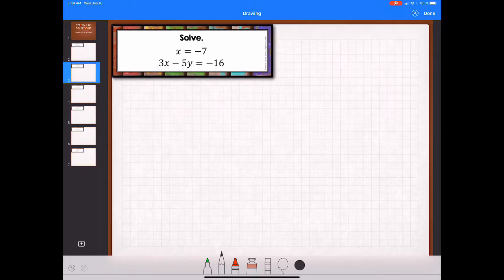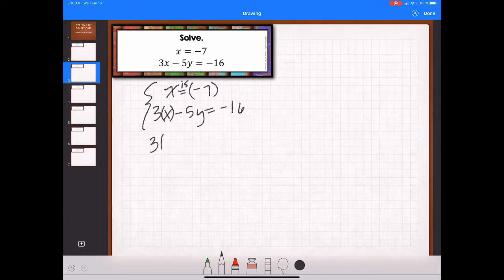Okay, next one. x equals negative 7 and 3x minus 5y equals negative 16. So x equals negative 7. I'm going to put parentheses there. I'll just put the word "is" right there so that I know which variable I'm focusing on. x is negative 7, so in the other equation, I'm putting parentheses around the x. I'm going to substitute, so 3 parentheses, instead of x, negative 7.